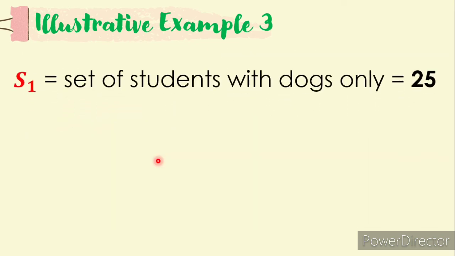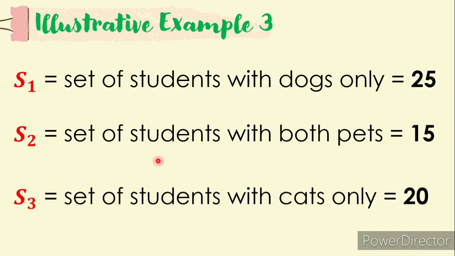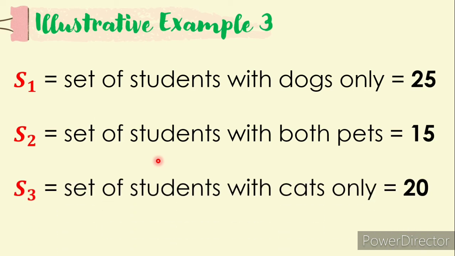We have the set of students with dogs only, we have 25. In the set of students with both pets, we have 15. In the set of students with cats only, we have 20.